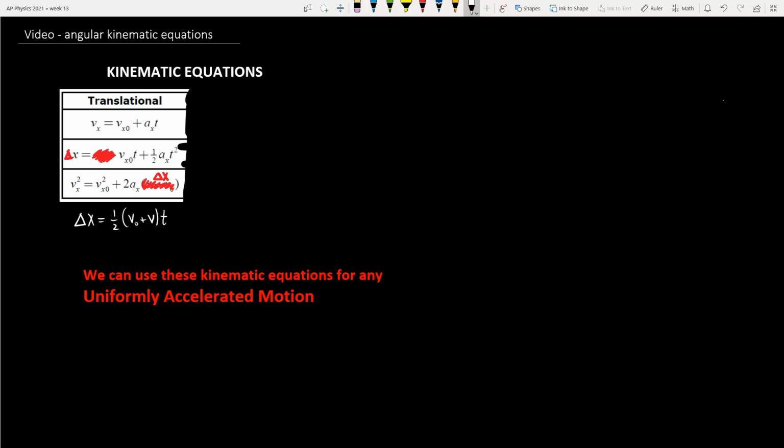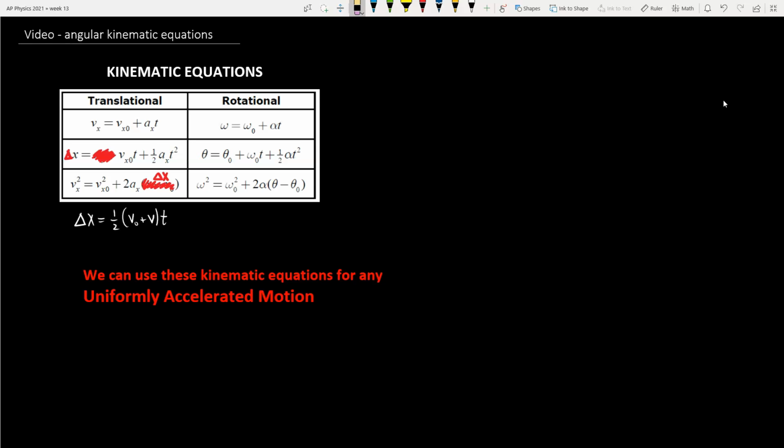And now that we're dealing with things that are rotating, the physics doesn't change. Speed is still distance over time. Acceleration is velocity over time. All that good stuff. But now we're going to apply it to rotational motion. And so you can take these exact same equations and just switch out the variables for their angular variables. And we end up with something like this.